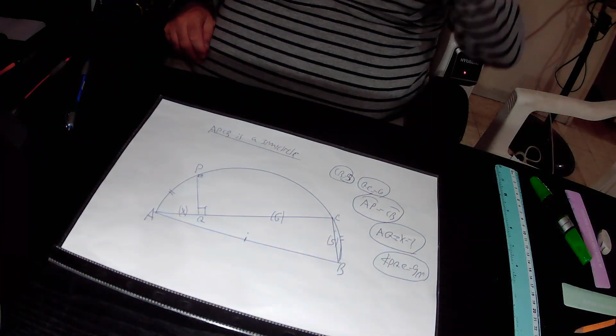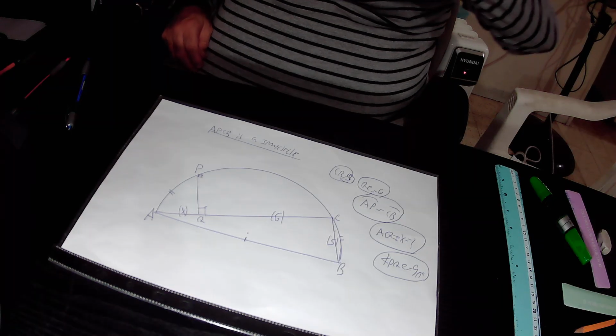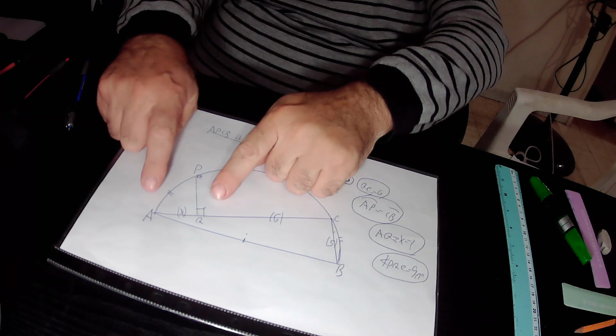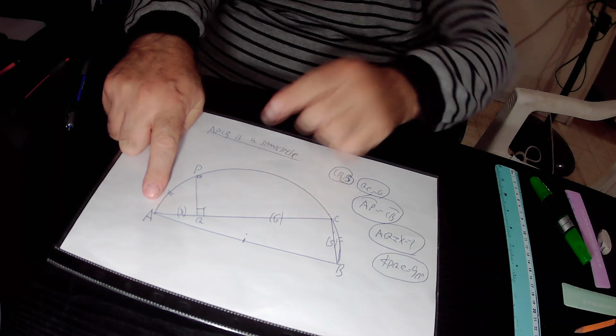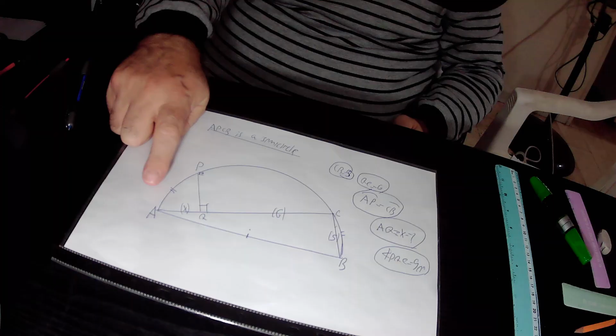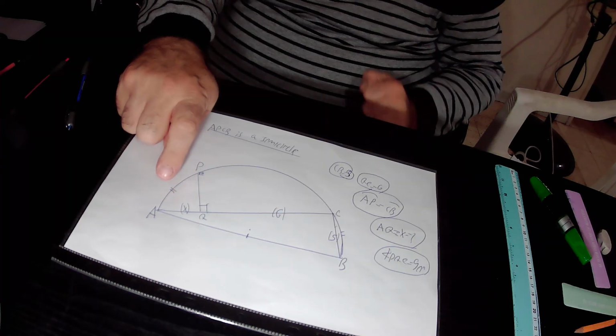Our task in the first question was to find the length of the line segment AQ, which is equal to x. We have to find the value of x. We found the value of x.